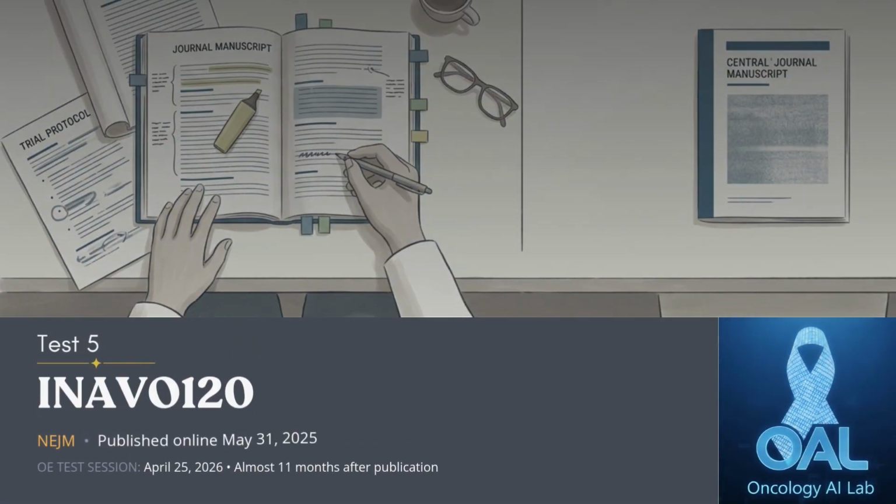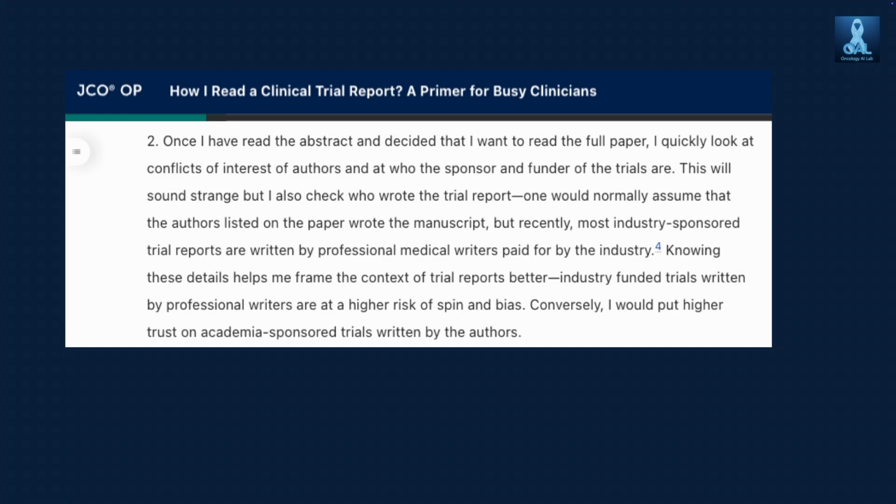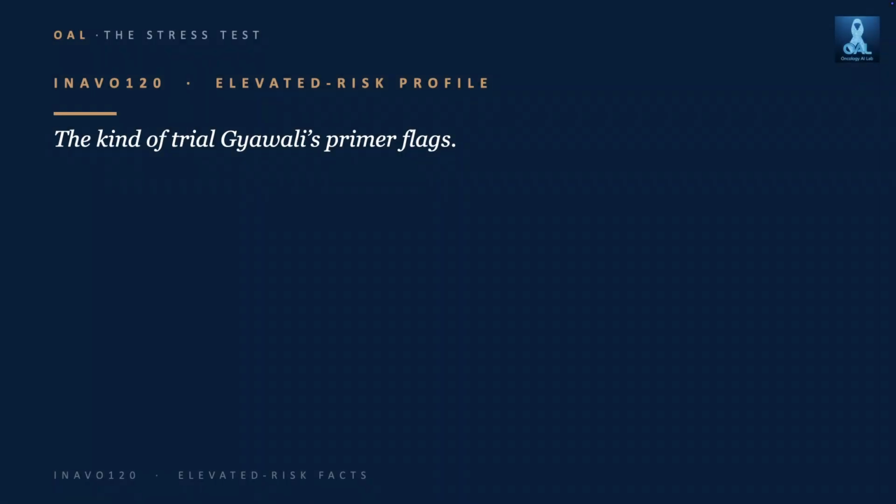Fifth and last test, INAVO-120. The trial tested inavolisib in PIK3CA-mutated advanced breast cancer, also published in the New England Journal of Medicine, May of 2025. Almost 11 months post-publication, we conducted the test. This time, we look at the disclosure check, which is step 2 in Gyawali's primer, which noted that industry-funded trials written by professional medical writers carry higher risk of spin and bias. INAVO-120 is the kind of trial that fits that elevated risk category.